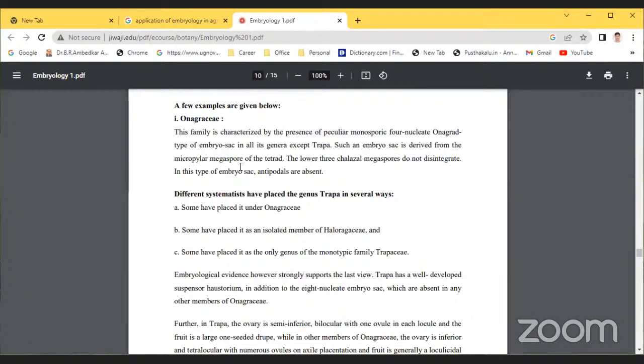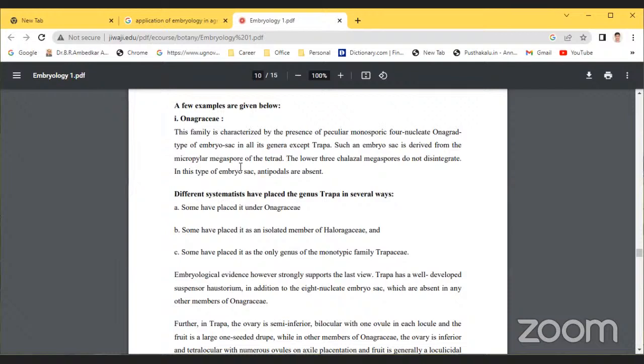And next, another family is Onagraceae. The Oenothera type of embryo sac development is the characteristic feature of the family Onagraceae. It is not found in any other family except as an abnormality. The embryo sac is derived from the micropylar megaspore of the tetrad. The 2 nuclei formed after the first nuclear division remain together at the micropylar end of the cell. After the second mitotic division, 4 nuclei are formed, of which 3 nuclei constitute the egg apparatus, and the 4th functions as the only polar nucleus.